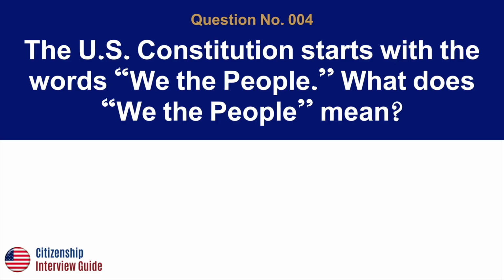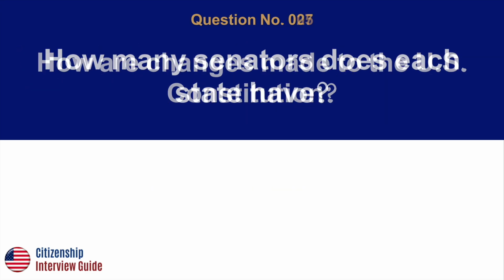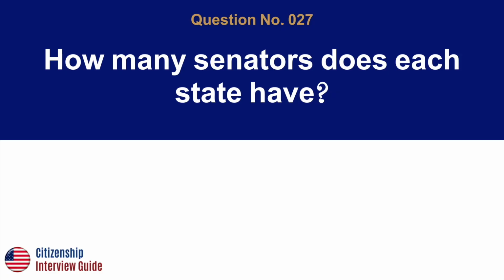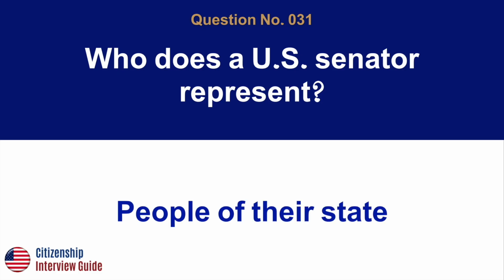The U.S. Constitution starts with the words, "We the people." What does "we the people" mean? Self-government. How many senators does each state have? 2. Who does a U.S. Senator represent? People of their state.